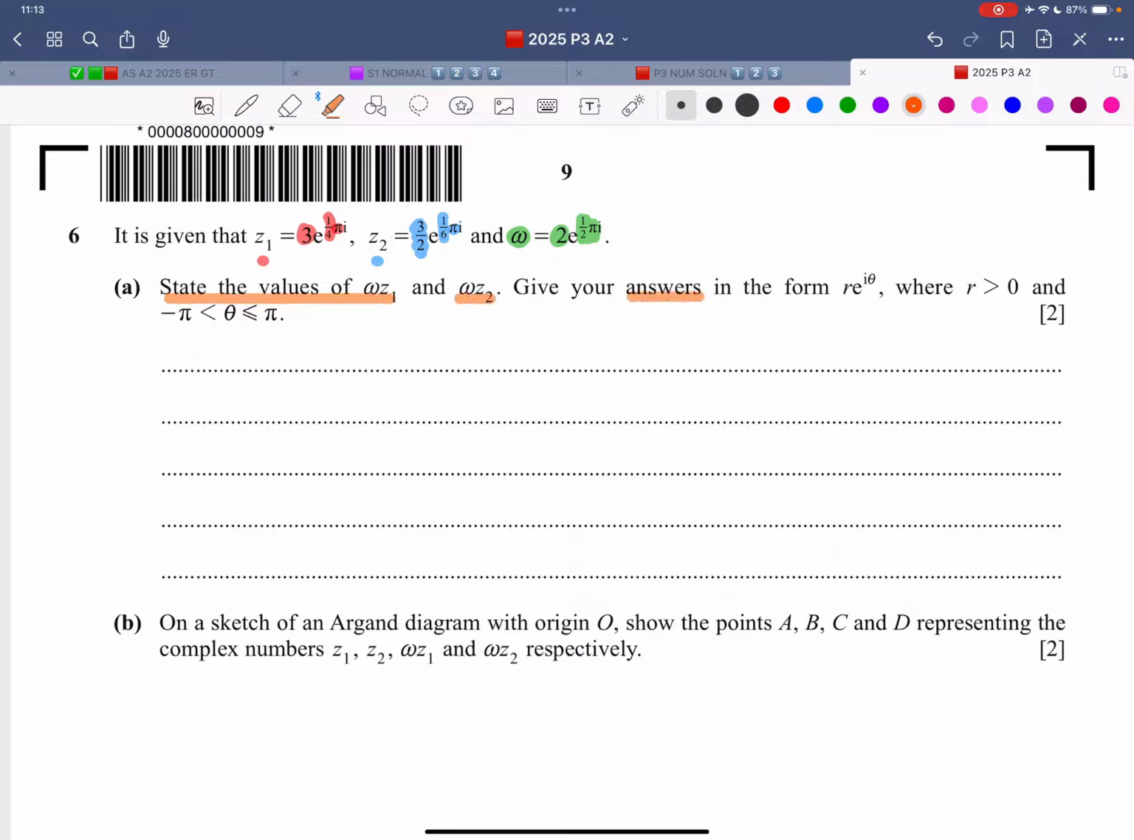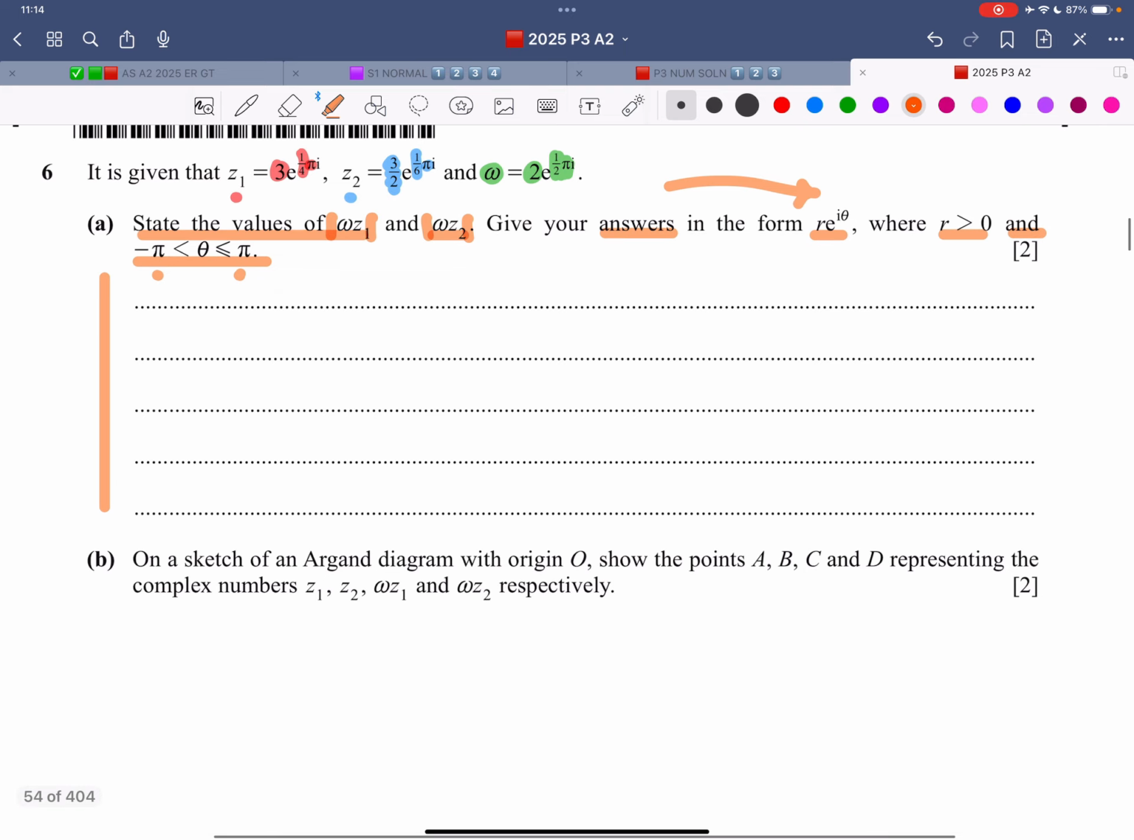Give your answers in the form r e to the i theta, where r is greater than 0 and theta lies between minus pi and positive pi. Positive pi is inclusive, minus pi is exclusive. So basically over here, maybe they're asking about the magnitude only, then they can be asking about state the values. And give your answers in the form. So if they want the whole complex number, then you have to do the whole process. Now sometimes I observe that they are very miserly on the space. They should be giving a little bit more space. So even I am having difficulty with this.